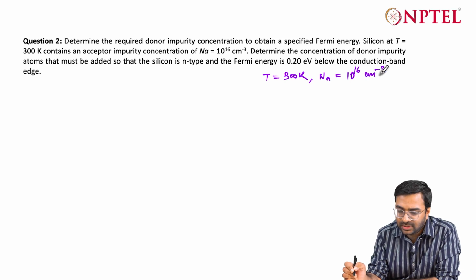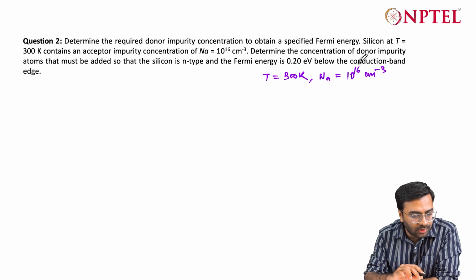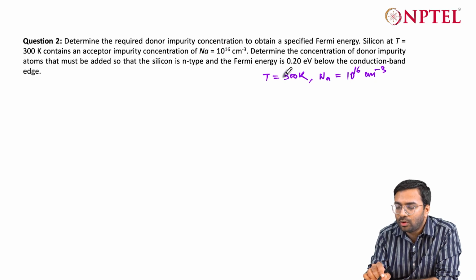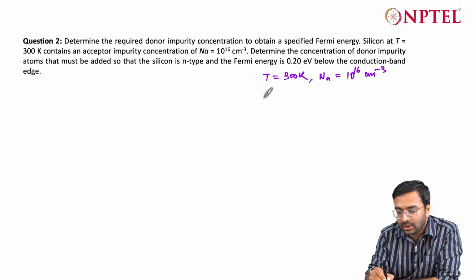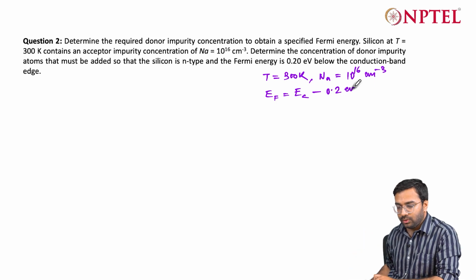Then the next is determine the concentration of donor impurity atom that must be added so that the silicon is N-type and the Fermi energy is 0.2 electron volt below conduction band. So, EF, this is the requirement, EF should be EC minus 0.2 electron volt, right.